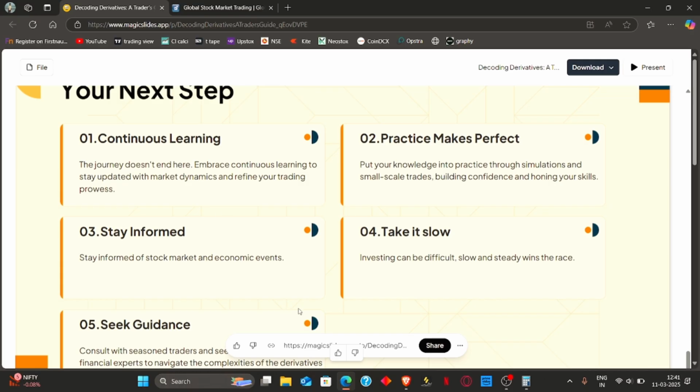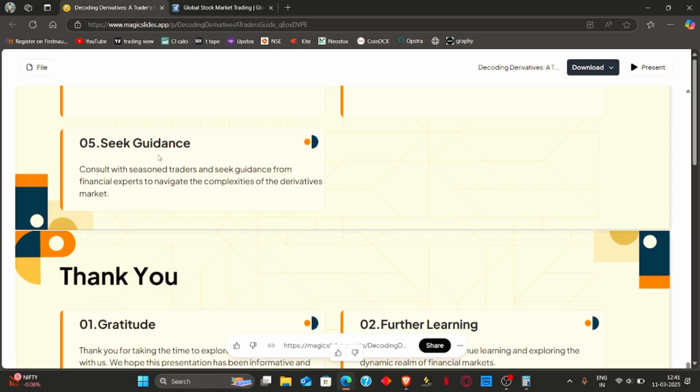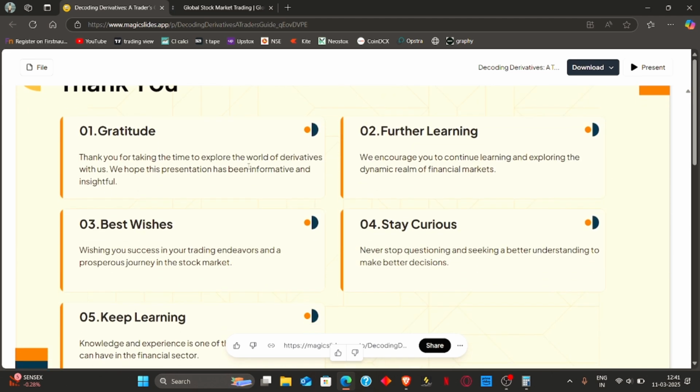So now, seeking guidance: simply learning from the pros, learning through books, defining trading strategies, learning technical analysis, understanding the global trends. That's what seeking guidance is all about. Okay. So thank you. This is the normal introduction for us to the derivatives market, and this is how we are going to start with the derivatives sections and keep building understanding in the coming videos as well. Thank you.